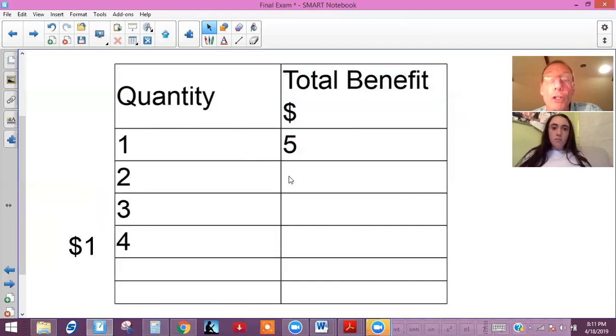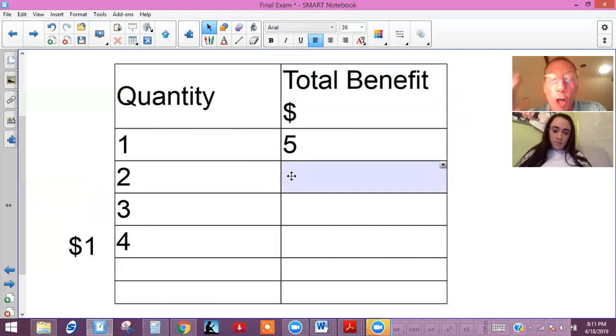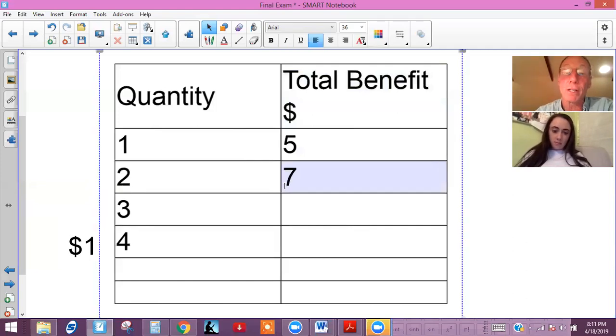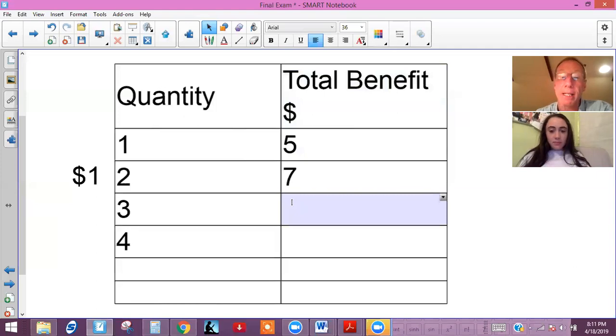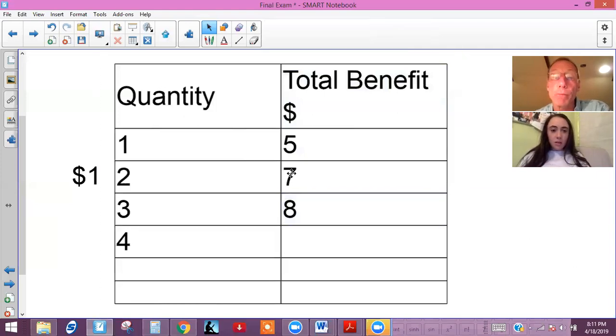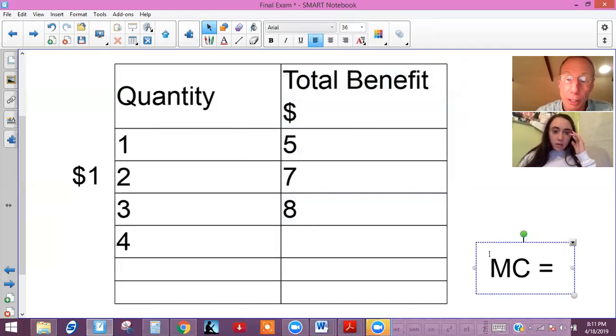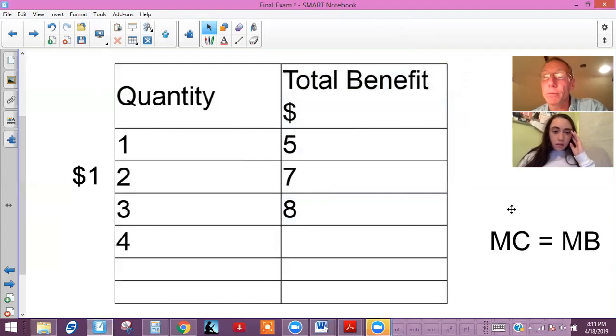So if the total benefit here is 7, what's the marginal benefit here? $2. So if the benefit is 2 and the cost is 1, would you buy that second apple? If the benefit is double the cost? Sure you would. Now what if this total benefit was 8? What's the marginal benefit? $1. Right. So isn't that true here?